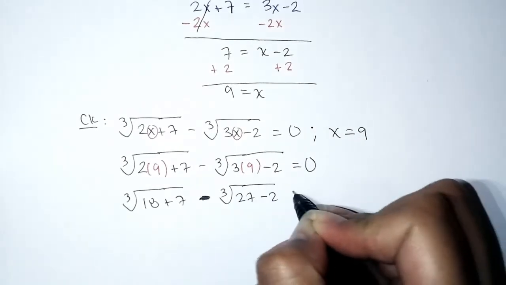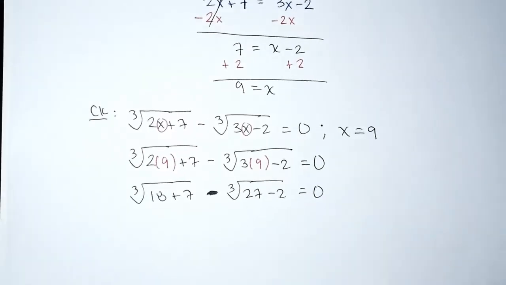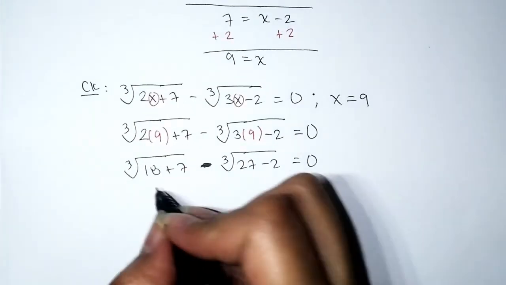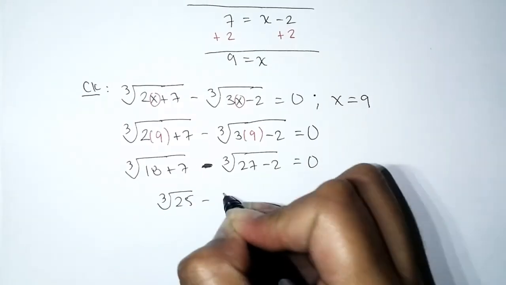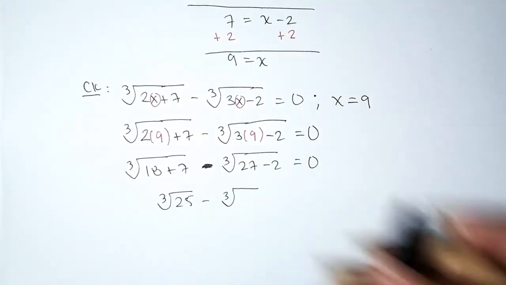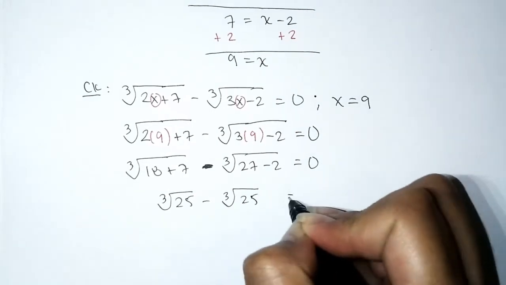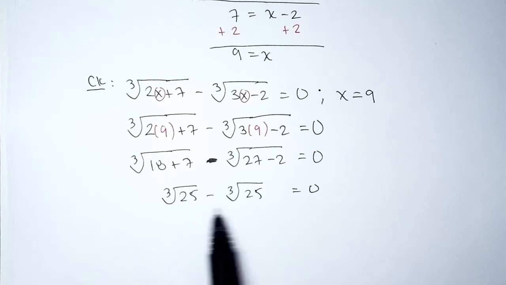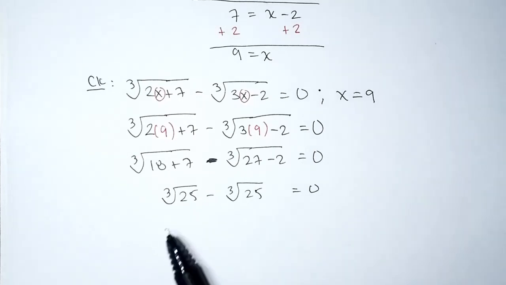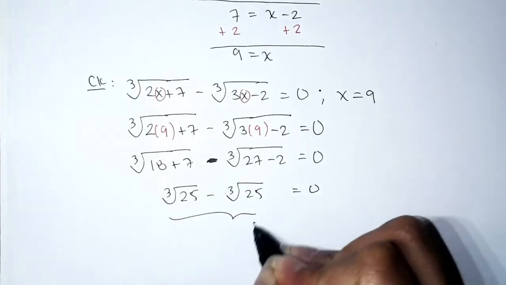And when we clean this up, for our peace of mind, the difference needs to give us 0, okay? Sum of 18 and 7 will give us 25. Difference of 27 and 2 is 25. Now, I am trained to simplify the radicals, but they're already simplified. But even if they weren't, cube root of 25 minus itself, you guessed it, something minus itself is 0.